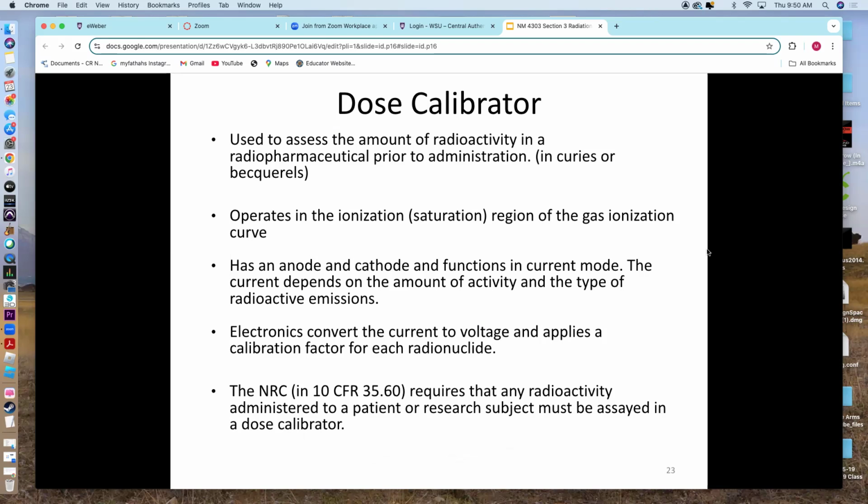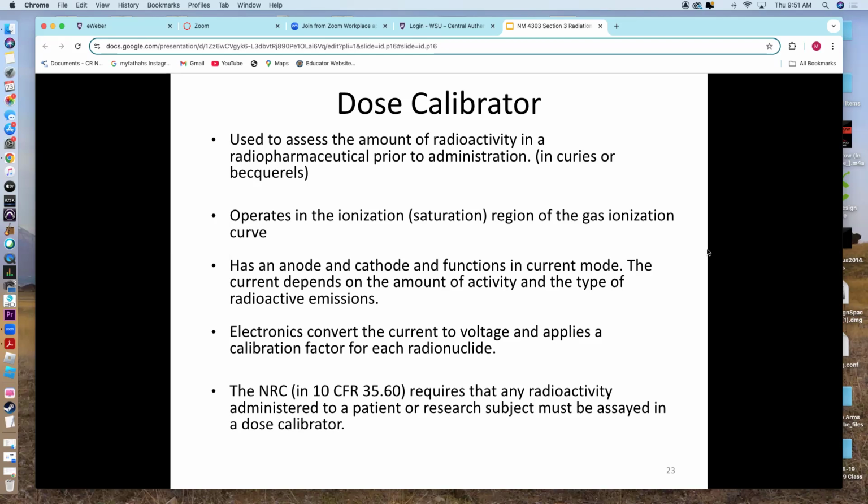This is going to operate in the ionization saturation region. Again, it's a gas-filled chamber, has a cathode and an anode, and functions as the radiation causes current, just like what we've been talking about. It depends on the amount of activity and the type, like we've also talked about. Now, the thing different about the dose calibrator is obviously you're going to be measuring different types of doses, right? You'll be measuring I-131, you might be measuring iodine, whatever you're doing. So you're going to have a difference.